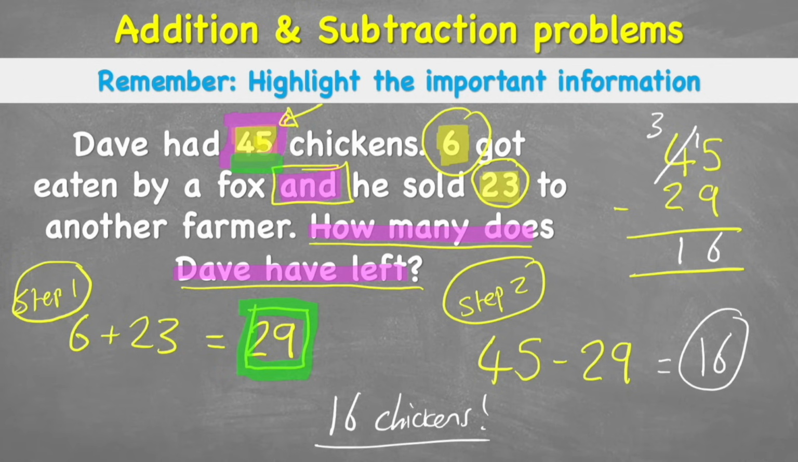This is called a two-step problem because we have to do this first part to work out how many chickens actually were taken away, and then we have to do the second part, which was to calculate the original total of 45, subtract the number that were taken away, 29. This is a really serious sort of word problem. If you can do that, you are pretty awesome.